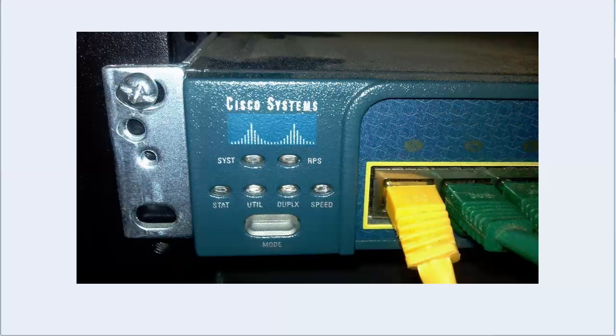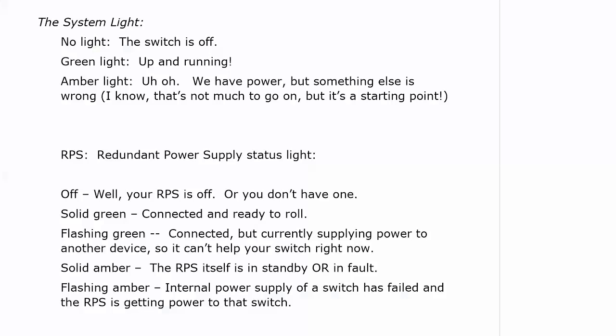Now for system and RPS, they have meanings unto themselves. We're going to go over that in a minute because there is some memorization involved here with what the different lights mean. But as you toggle through status and duplex and speed, the lights on the individual ports are going to change as well. And we need to know what those mean. So let's take a look here at the 2960. You can see, certainly, the arrangement of the lights is a little bit different. We don't have a utility light on this one, but we do have, again, system, RPS, status, duplex, and speed. And there's our little mode button. Let's talk about what these lights mean on these particular models.